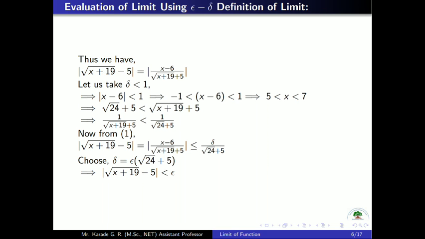So today we studied the epsilon delta definition of limit of a function, and some problems based on the epsilon delta definition of limit of a function. Okay, so today we stop here.